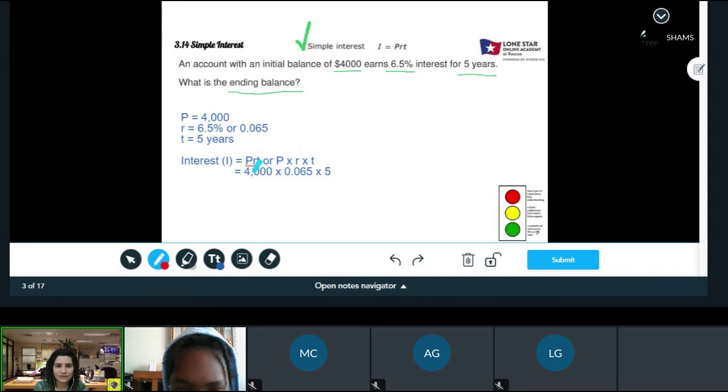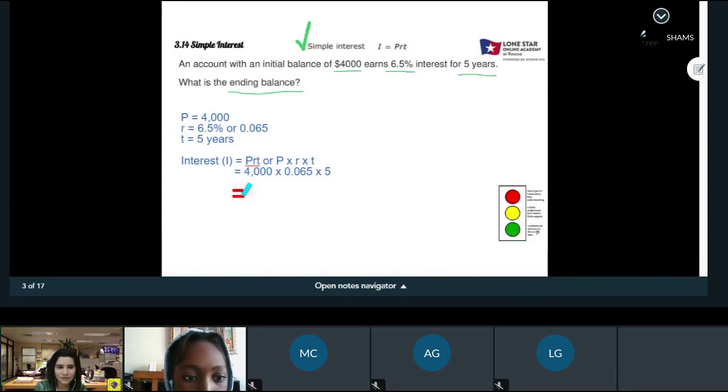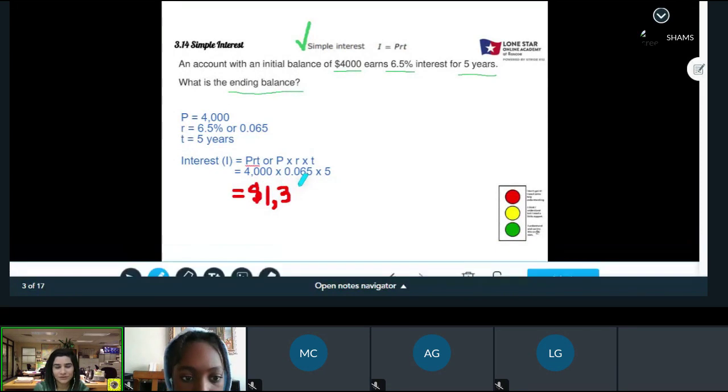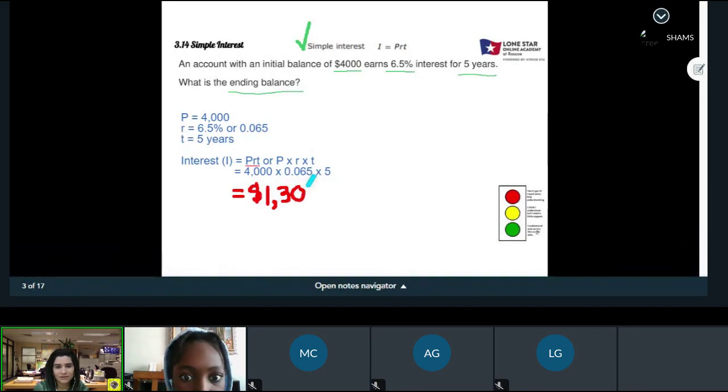So when you multiply these, you should end up getting 1,300. Is this your final answer? We will reread the question and ask ourselves, should this be the final answer?